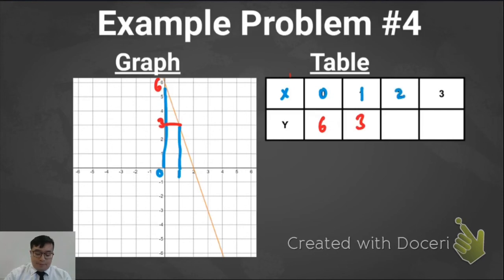For x equals 2, here's x equals 2. And I see that the matching y value is just going to be 0. So at the point 2, 0. And then finally, when x equals 3, here is 3 on the x-axis. And this time, in order to reach the line, I need to move down. And I see that the matching y value is going to be -3. So at the point 3, -3.